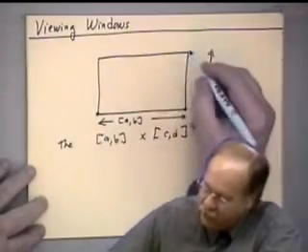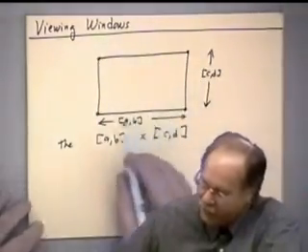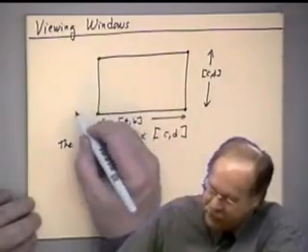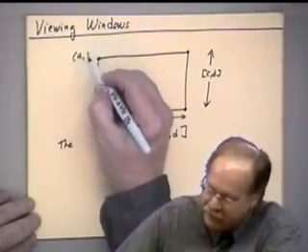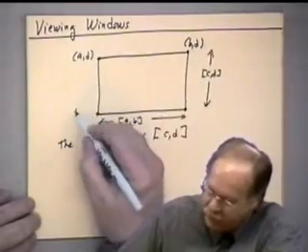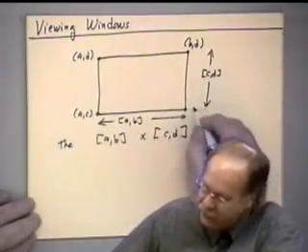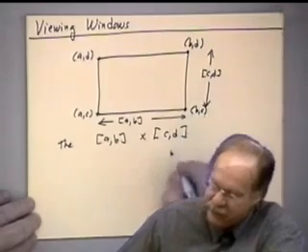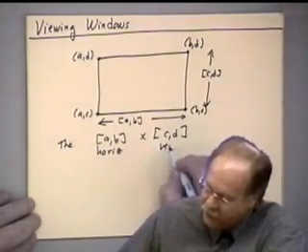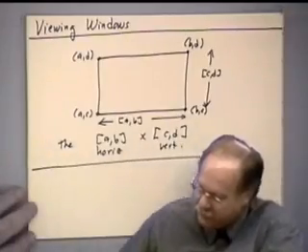Then the four corners are labeled by whatever points are necessary here. If this is AB and this is CD, that makes this upper point AD. The one to the right will be BD. The one to the lower left will be AC. The one to the lower right will be BC. This is horizontal first, vertical second. That's the way it's always done.